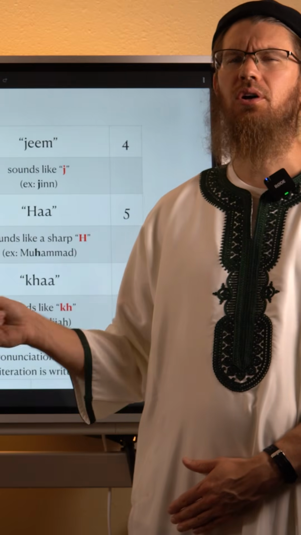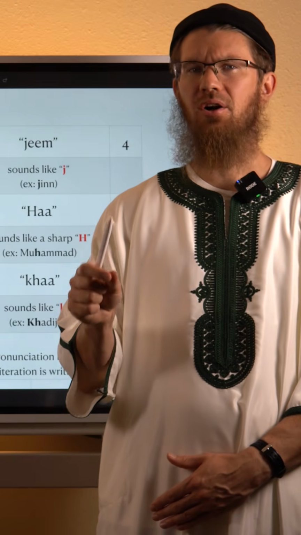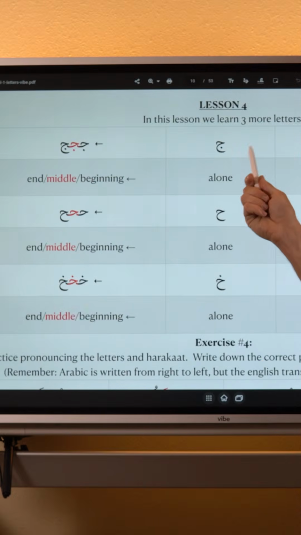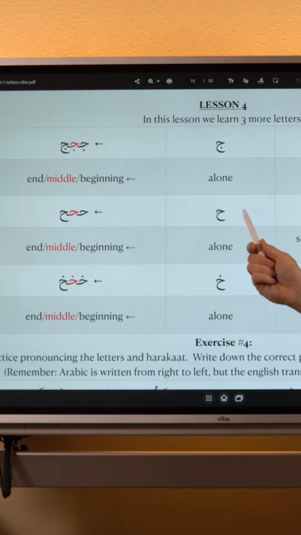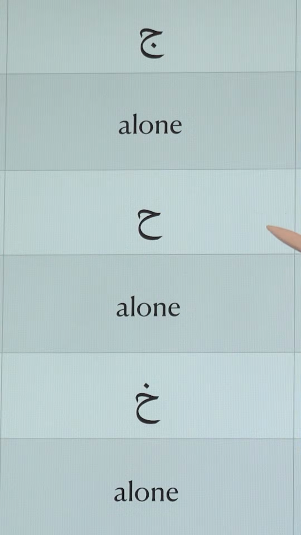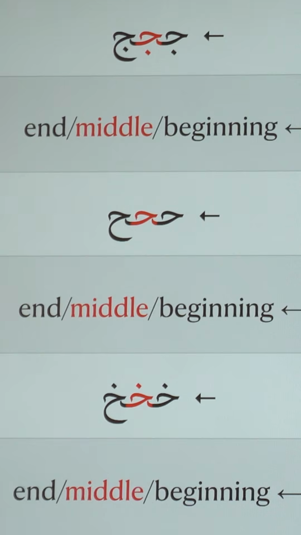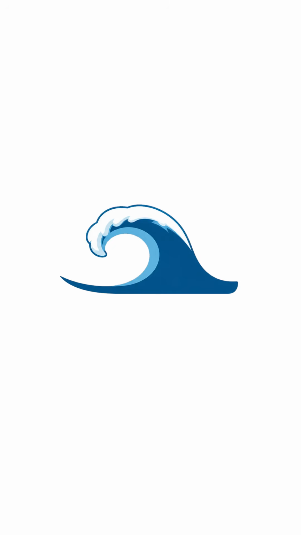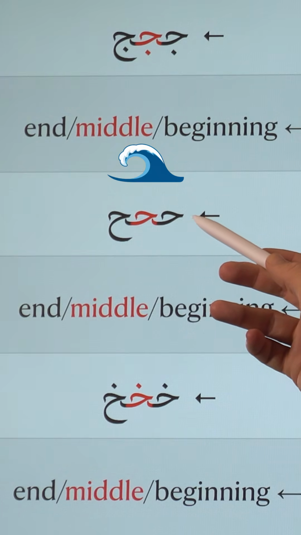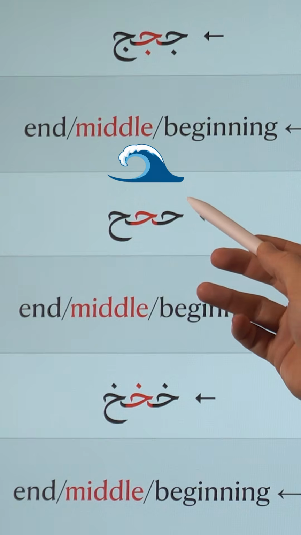These three letters all share the same shape, but are differentiated according to the dots. So as we can see, one letter has a dot beneath, one letter has no dot, and one letter has a dot above. But they all share the same shape, which to me can be compared to an ocean wave. If we imagine this bottom part, that's the ocean, and then this upper part is the wave crashing.